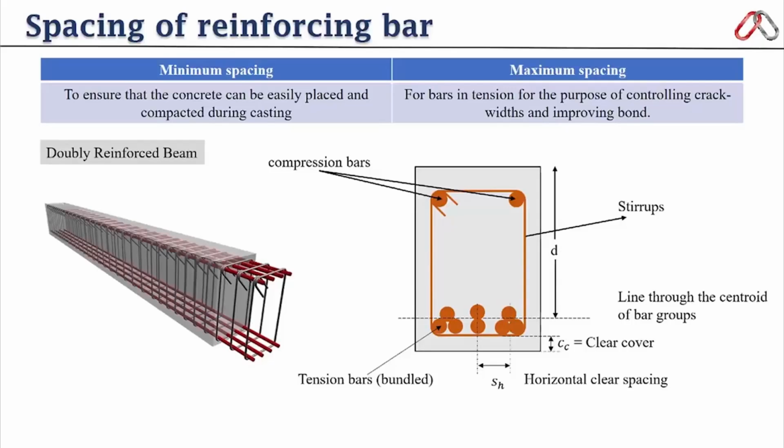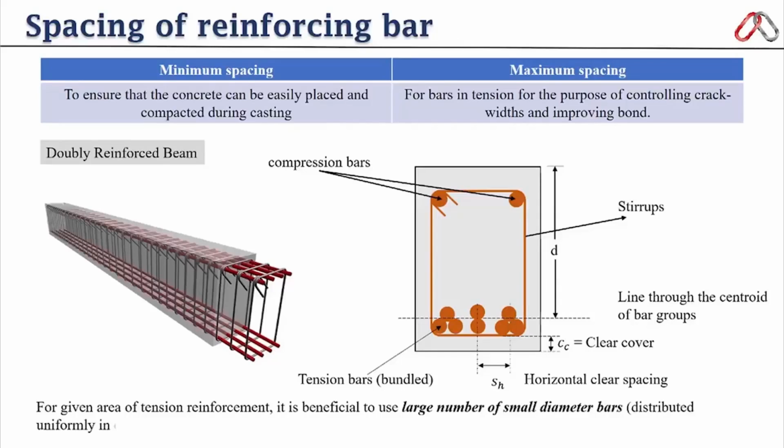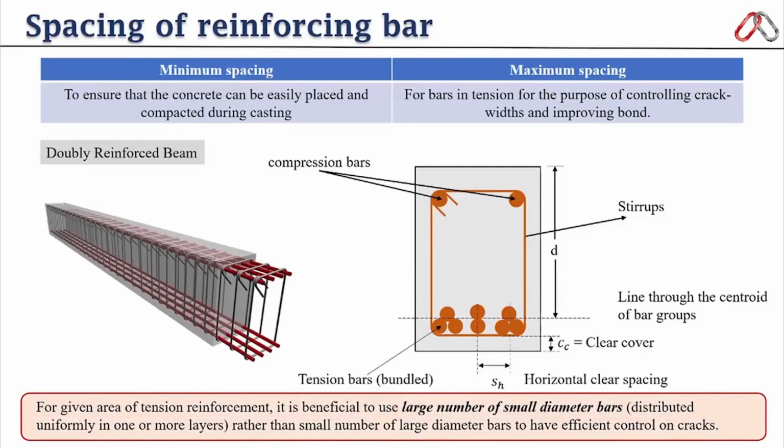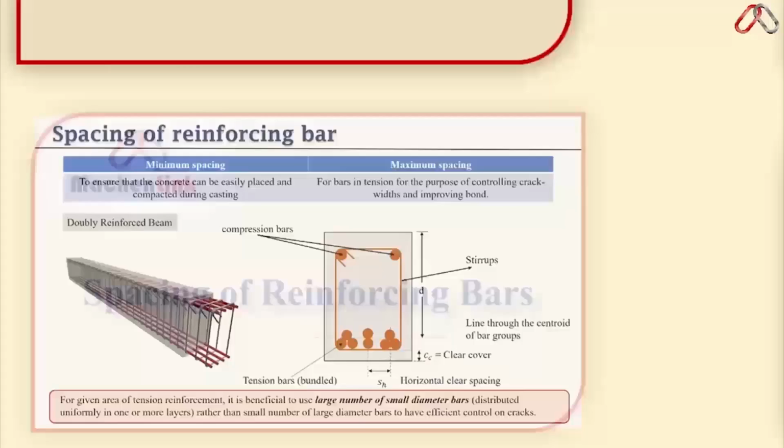As you know, we provide maximum spacing to control cracks. For a given area of tension reinforcement, it is beneficial to use a large number of small diameter bars distributed uniformly in one or more layers rather than a small number of large diameter bars to have efficient control on cracks.